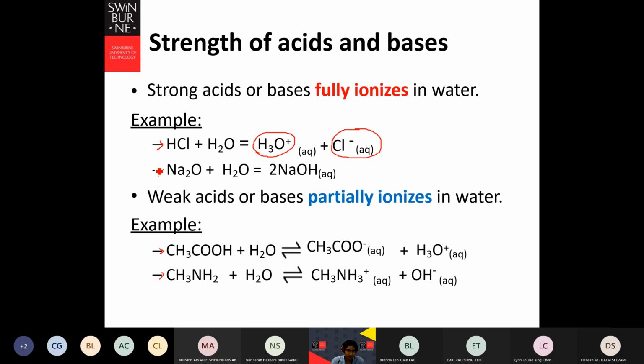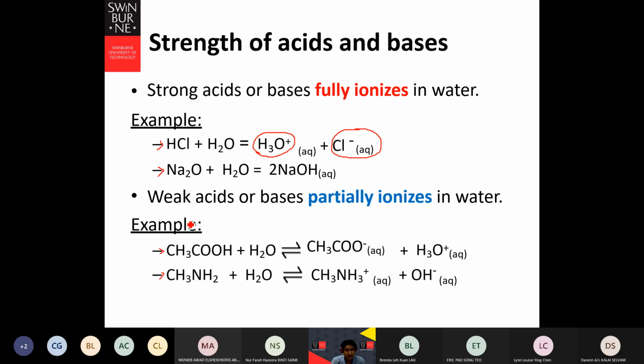And sodium oxide as well. So it is a very strong base. So when we add it in the water, it will be sodium hydroxide. Sodium hydroxide will be a strong base, so it will be ionized as well.